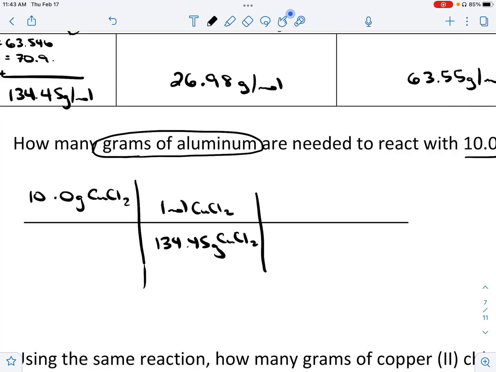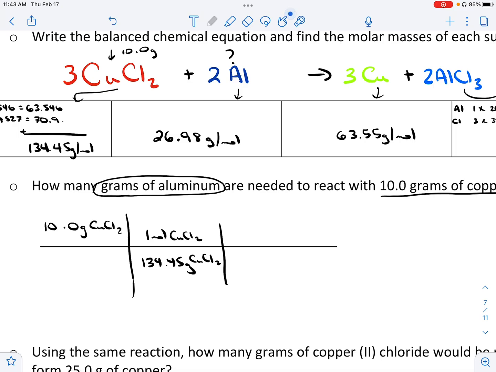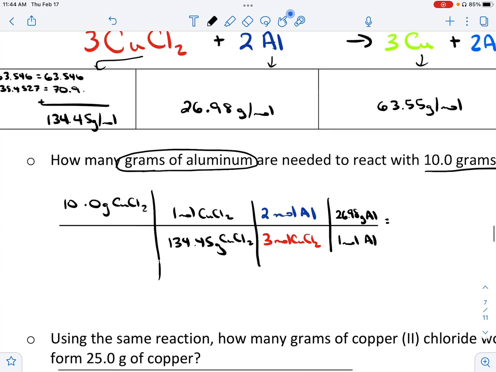Now we're at moles. We're ready for our mole-to-mole ratio, and this is what we practiced a lot last week. We're going to put 3 moles of CuCl2 on bottom because that's from our balanced equation. That's why I used red. And on top, we're going to go 2 moles of aluminum because that's where we're going. And our last step is to multiply by the molar mass of aluminum. So I'm going to say 1 mole of Al has a molar mass of 26.98 grams.